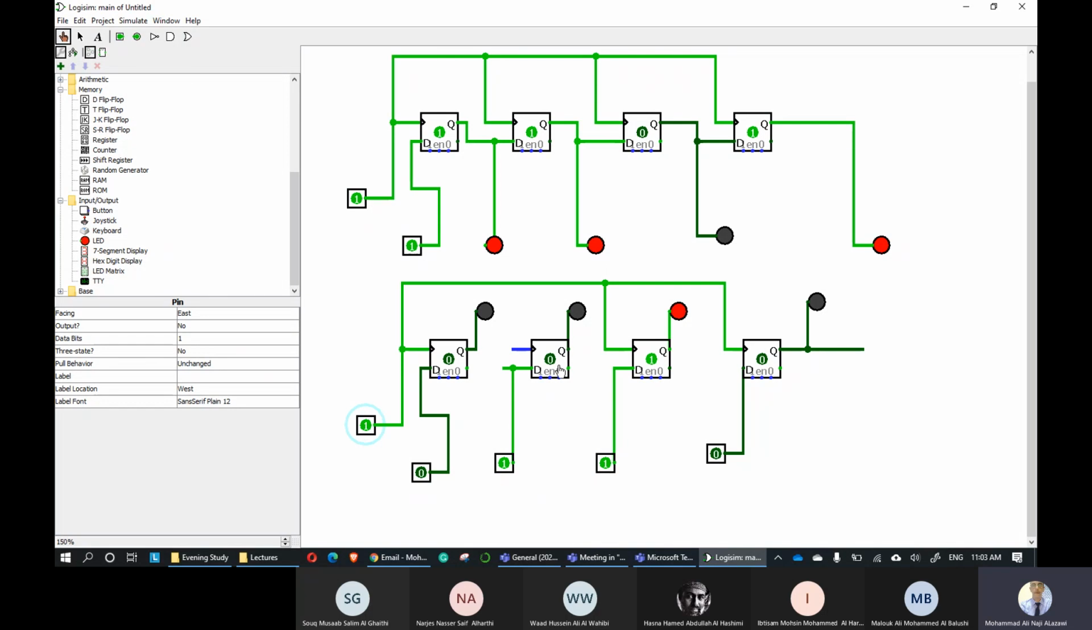See? I think the connection here is not connected. It should be 1. So I think the problem is the connection, so let me just connect it again. All right, you know the problem here? I did not connect the clock. So here I have to connect the clock. That's why. All right. Let's go back.